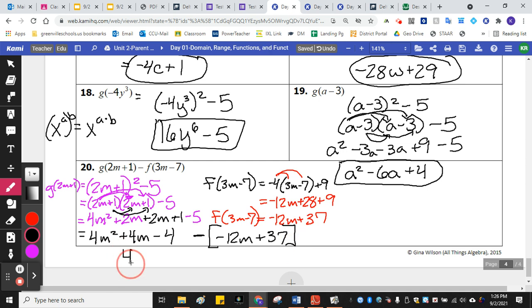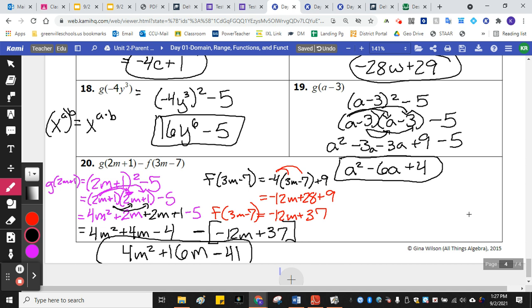So we have 4m squared. 4m minus negative 12 is positive 16m. Negative 4 minus 37 is negative 41. Very active today, class.